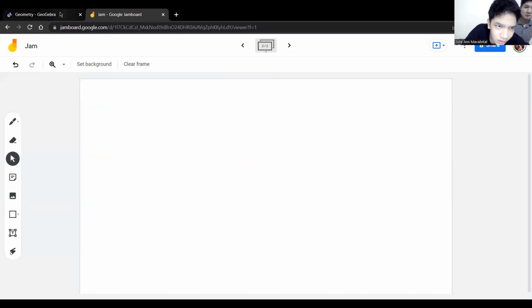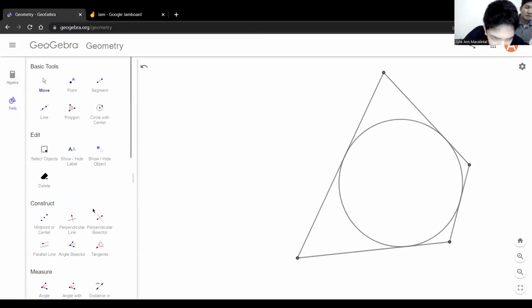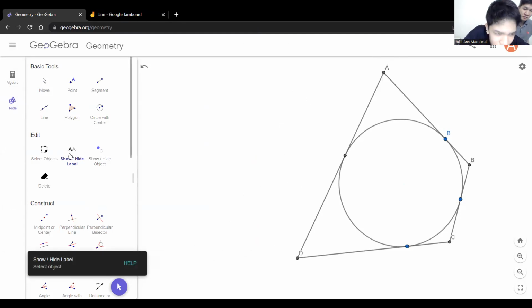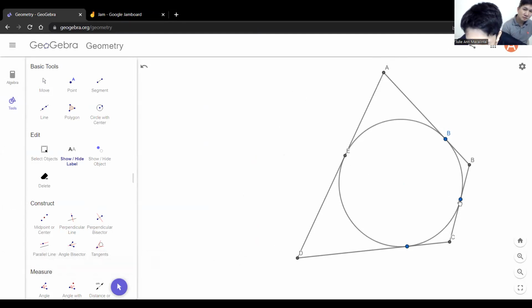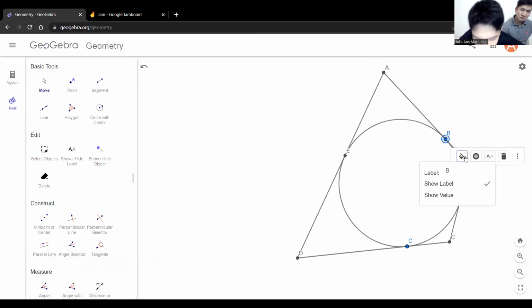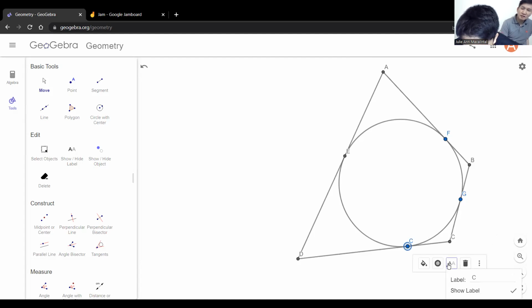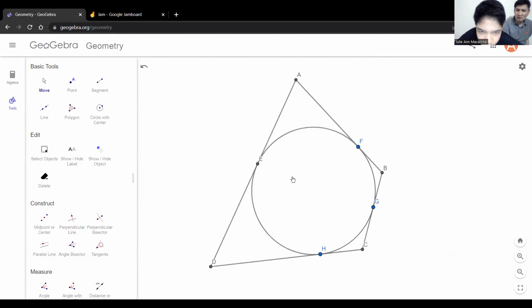I intended to label it with the pen, so it's clearer. These are the points of tangency, and the names should be E, F, G, H, in cyclic manner. Just transfer it and then label with a pen. It'll be better, so that the shape is clearer.